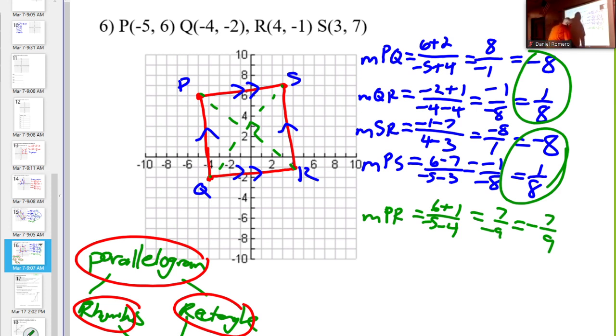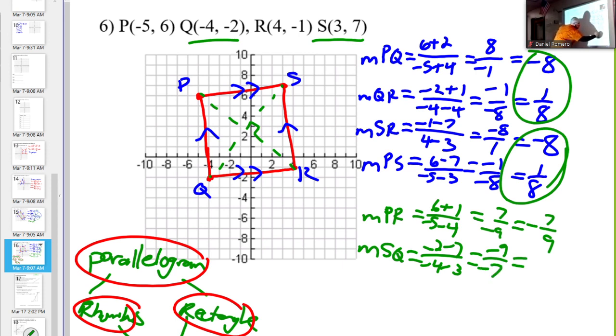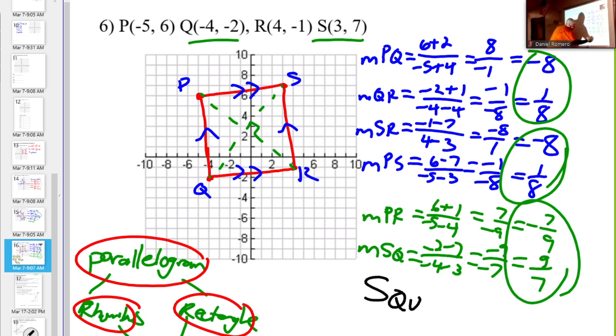So let's do that slope. We did PR, now let's do SQ. Slope of SQ, looking up here at the S and the Q: negative 2 minus 7 over negative 4 minus 3. That gives me negative 9 over negative 7. Oh no, we got it wrong. No, we didn't. Negative divided by negative is positive. So those are negative reciprocals. So this is a square.